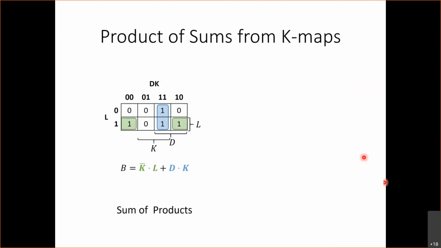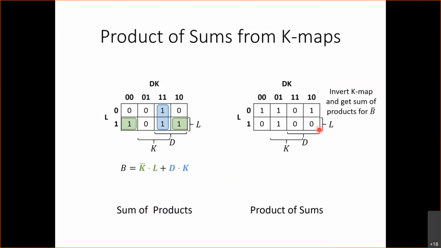So this is our previous example for the car warning system, where we extracted this simplified equation. What we can do to extract a product of sums is we can invert the truth table. Okay, so here all the zeros become ones, and all the ones become zeros. So we invert the truth table. Now we invert the Karnaugh map. Now this Karnaugh map on the right represents not B, right? The one on the left represented B. The one on the right represents not B.